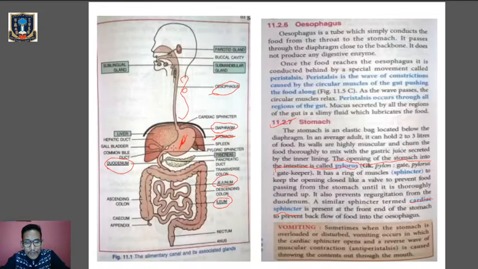So we have the 3 parts of the small intestine: the duodenum, close to the stomach, then the jejunum, and then the ileum. Mainly in the duodenum the bile ducts will open up. Clear?